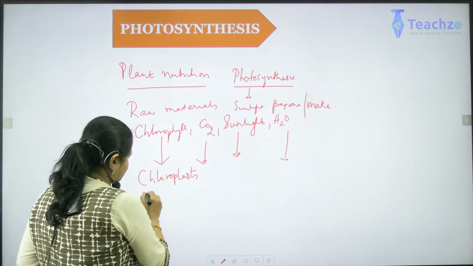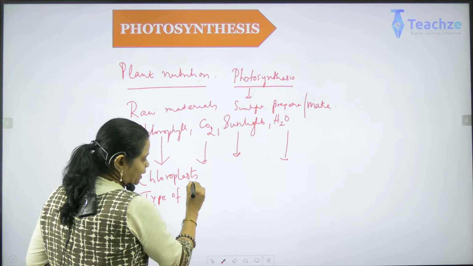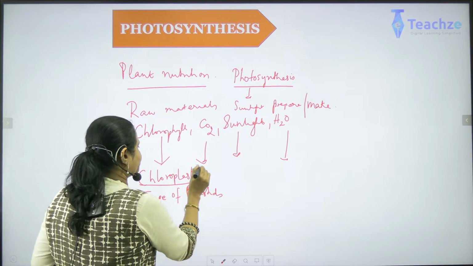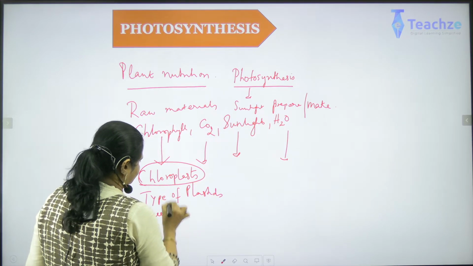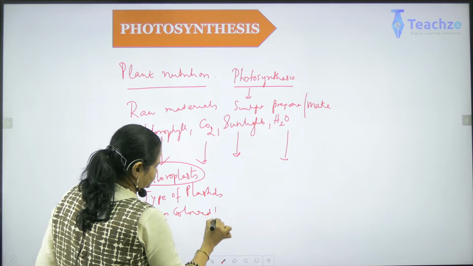Now, these raw materials, say chlorophyll, come from a special organelle present in plants, which are chloroplasts. These chloroplasts are a type of plastids. So the organelle name is plastids, but since they produce chlorophyll, that is, the green colored plastids, we give the term chloroplasts.